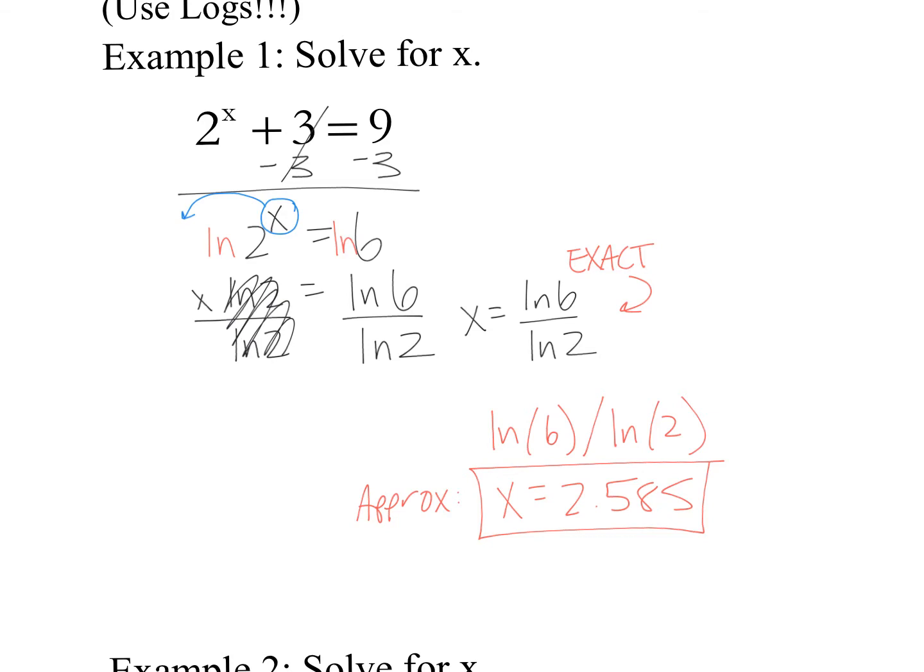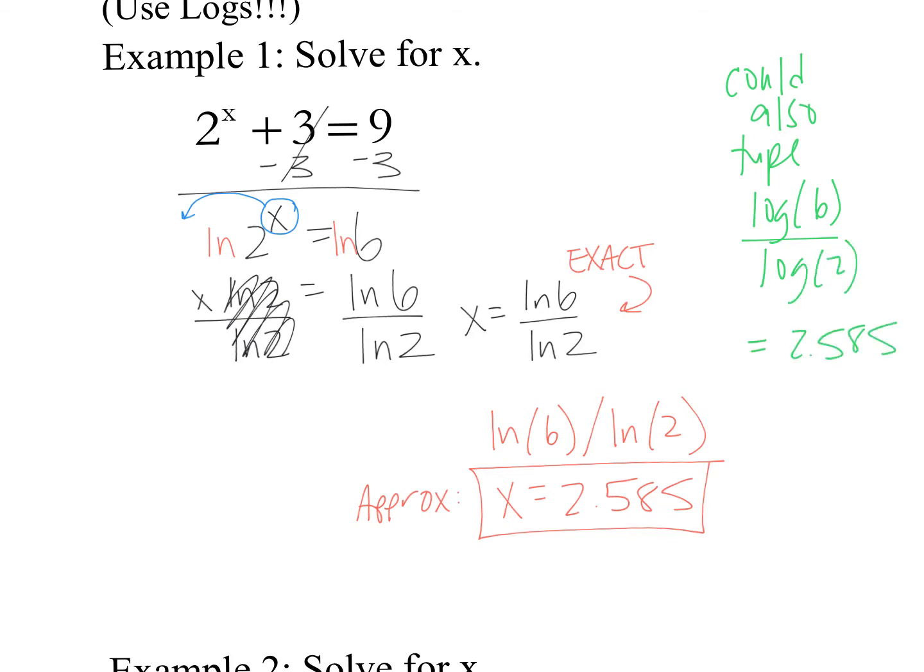Just as a side note, if you have a scientific calculator, some that we'll talk about in class tomorrow, you could also just do regular log of both of these. I'm going to write that just so you guys know: you could also type log 6 divided by log 2. You still get 2.585. Okay, so log button or ln button, either way is fine.